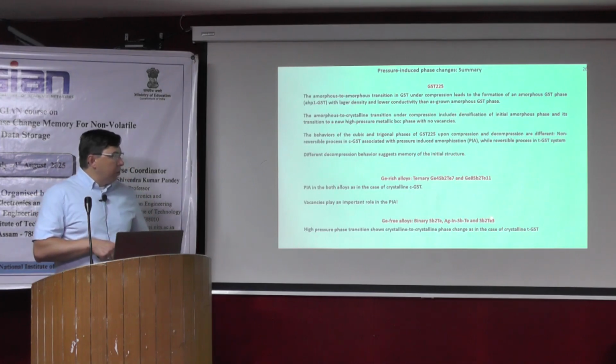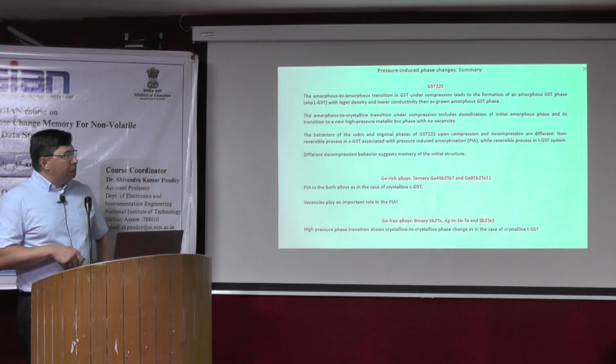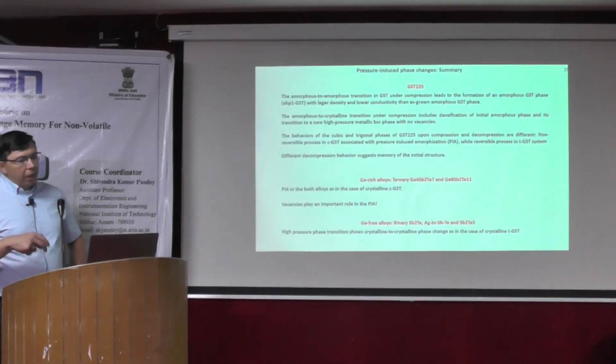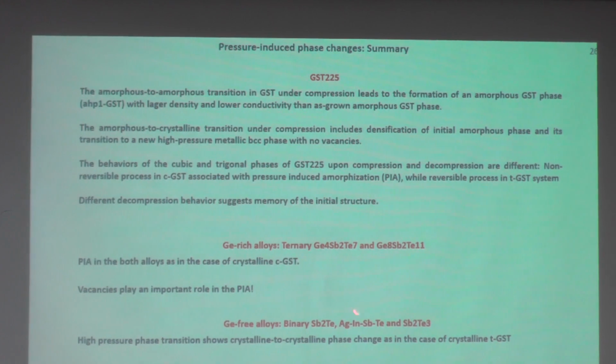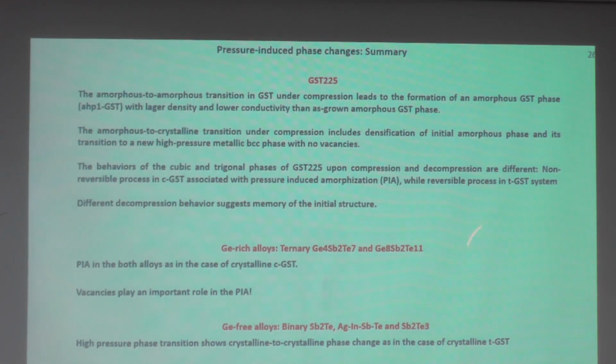Also, it can be due to the fact that there are no vacancies in AST, here also no vacancies, and this is a more vacancy-ordered phase. So somehow tellurium cannot go to these vacancy sites like in the case of CGST, and this could maybe be the reason why we could not observe the amorphization of TGST.